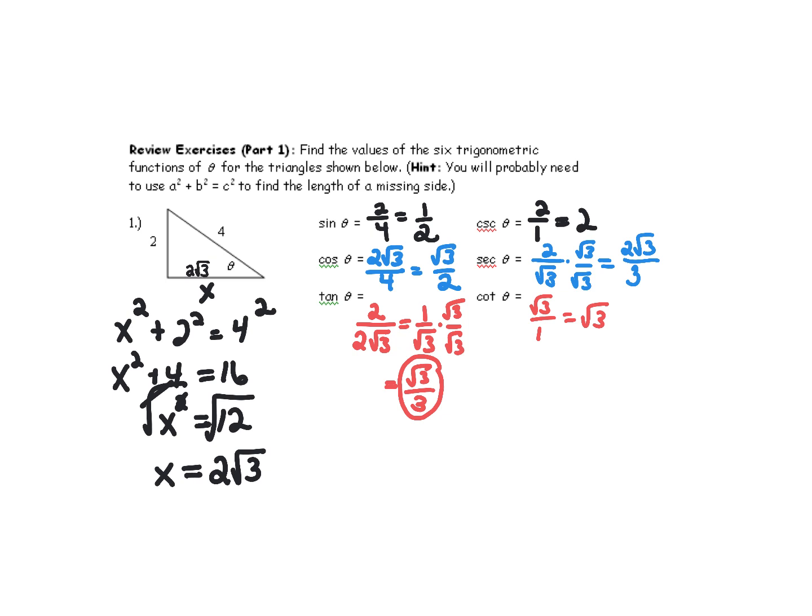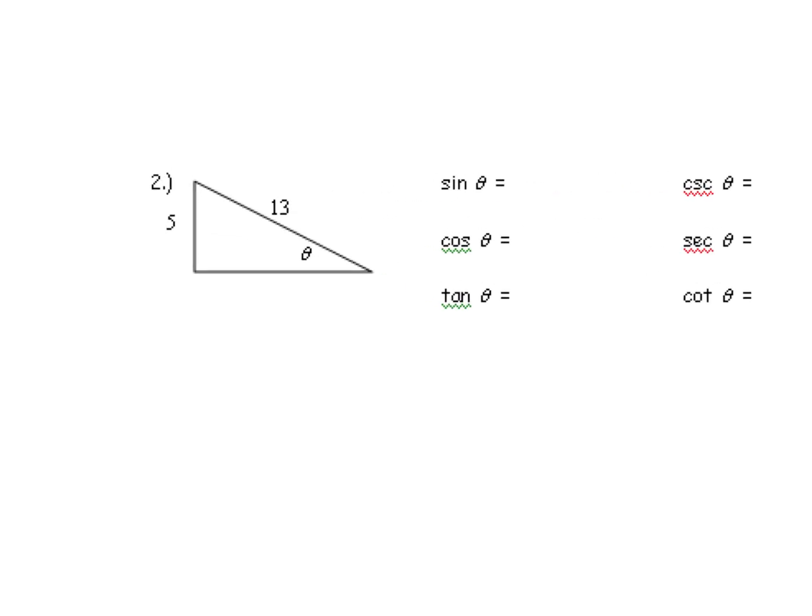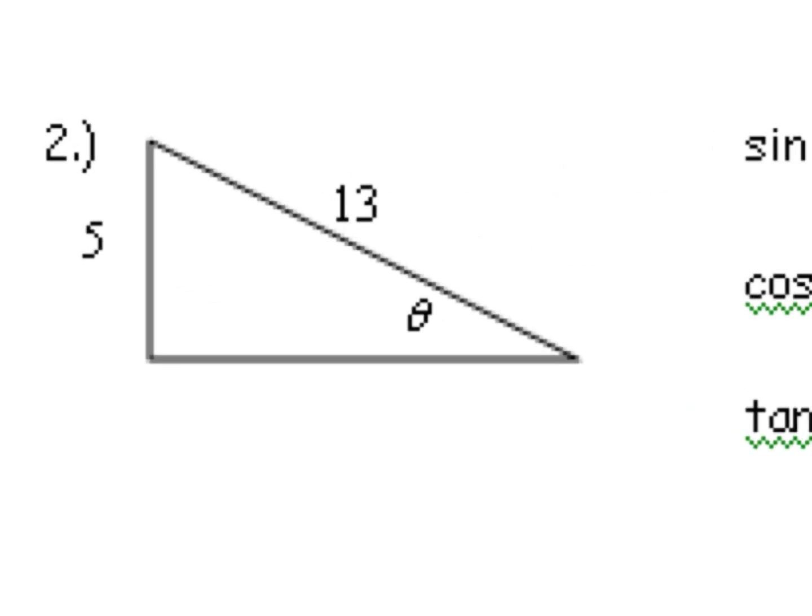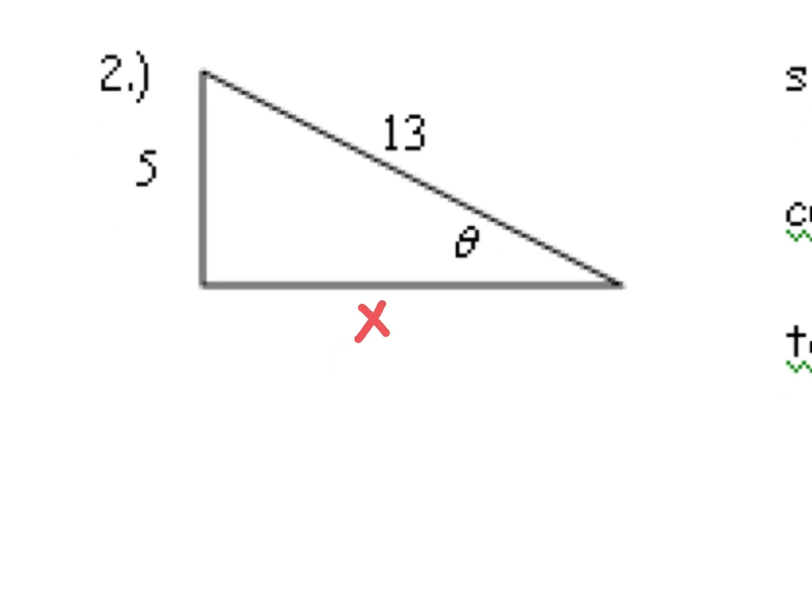Questions about that one? Okay, we're going to do one more together. All right, so first things first, I'm missing a side, dang it. So I got to do my Pythagorean theorem. Got to figure out what that adjacent side is. So I would do a squared plus b squared equals c squared from your warm-up today.